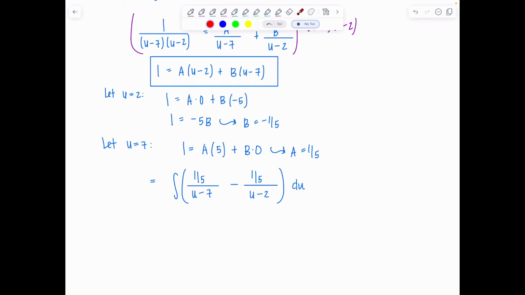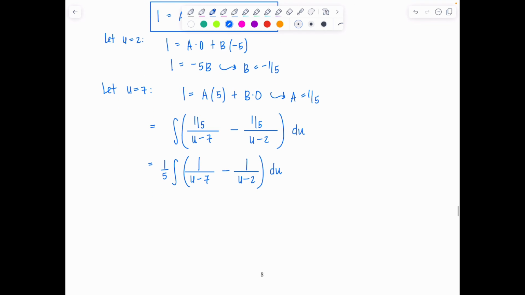What's the slickest way to go about this is please just take the 1/5 out of the whole integral. Do you see how much better life will be? 1/5 sitting out here, minding its own business, allowing us to just integrate in peace. I mean, it's hard enough as it is. Let's not make our lives any harder, okay? Look at that. Oh, now I'm not even stressed about the 1/5. There he is. Antiderivative of 1 over u minus 7. Yes, ln, absolute value, u minus 7. Minus, good, one more, ln, absolute value, u minus 2, plus c.